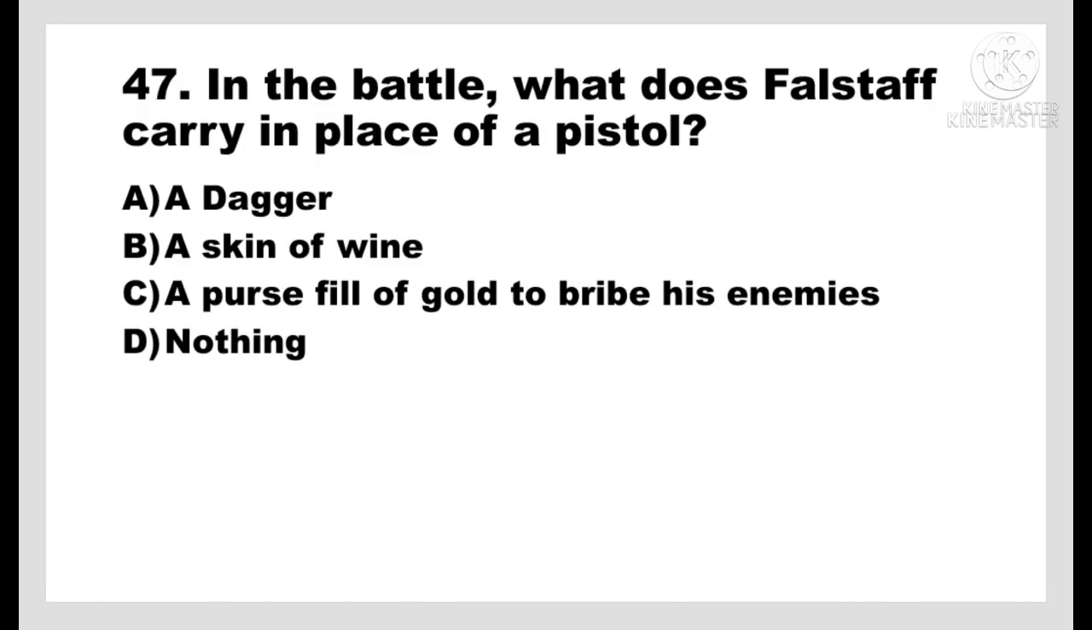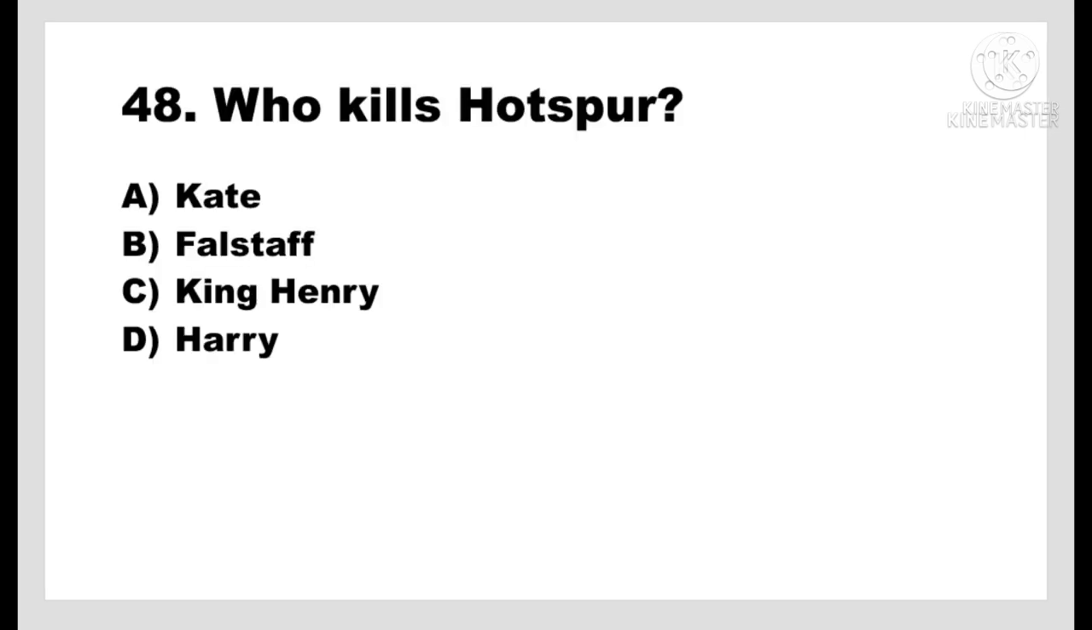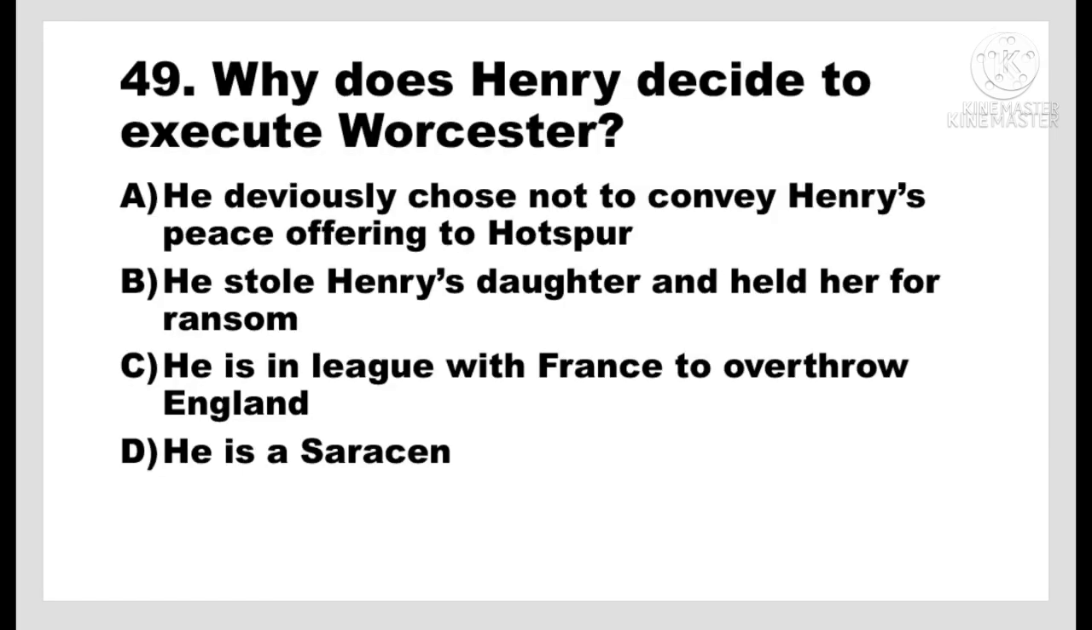In the battle, what does Falstaff carry in place of a pistol? A dagger, a skin of wine, a purse full of gold to bribe his enemies? Nothing. Answer: a skin of wine. Who kills Hotspur? Kate, Falstaff, King Henry, Harry. Answer: Harry. Why does Henry decide to execute Worcester?